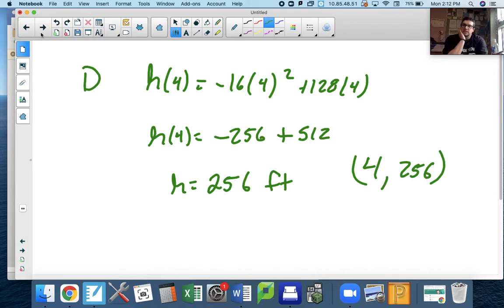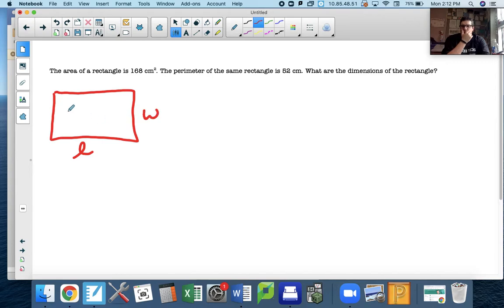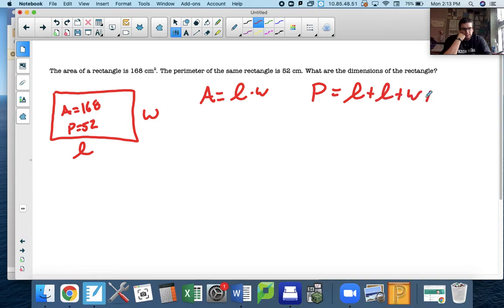For our second problem on the homework, the area, again, draw the rectangle. You have the length, you have the width, you know what the area is. You know what the perimeter is. And so you can set up your two equations. Area equals length times width. Perimeter equals length plus width plus length plus width. So perimeter is 2 lengths plus 2 widths.